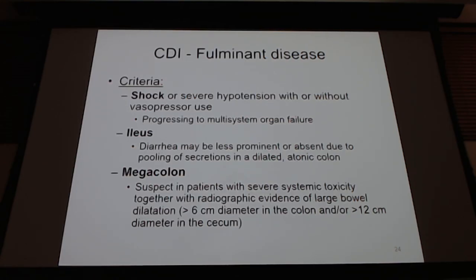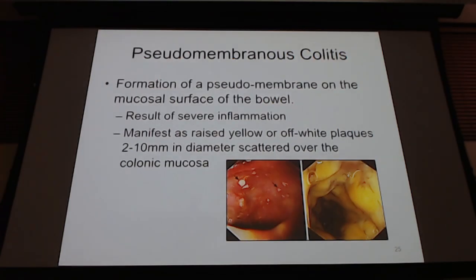We also get ileus. That can happen after they've had enough diarrhea. The colon's going to dilate, and when it starts to dilate, we don't start moving things along; we get an ileus. And then we can progress to what's called megacolon. I want you to pay attention to that. It's greater than 6 centimeters in diameter in the colon, or 12 centimeters in the cecum. Where's the cecum? Right lower quadrant, left lower quadrant? Right, good job. And then we can potentially develop pseudomembranous colitis. We're transitioning basically from a CDI to a toxic megacolon.